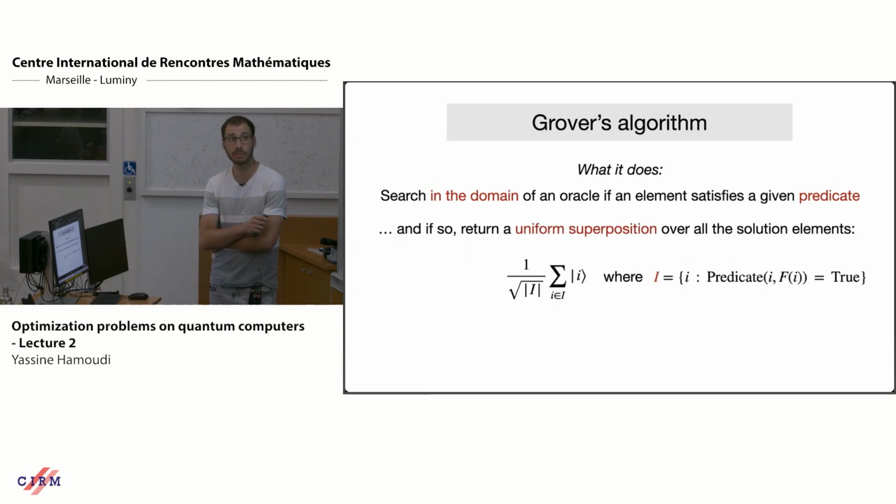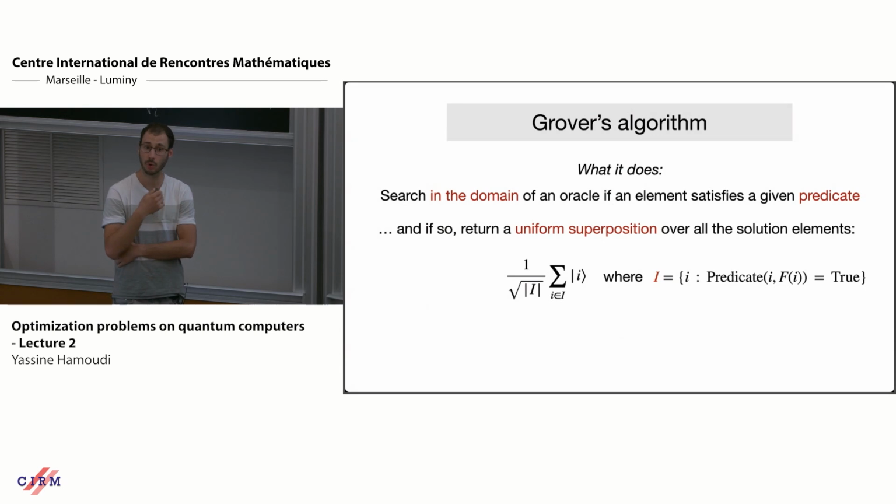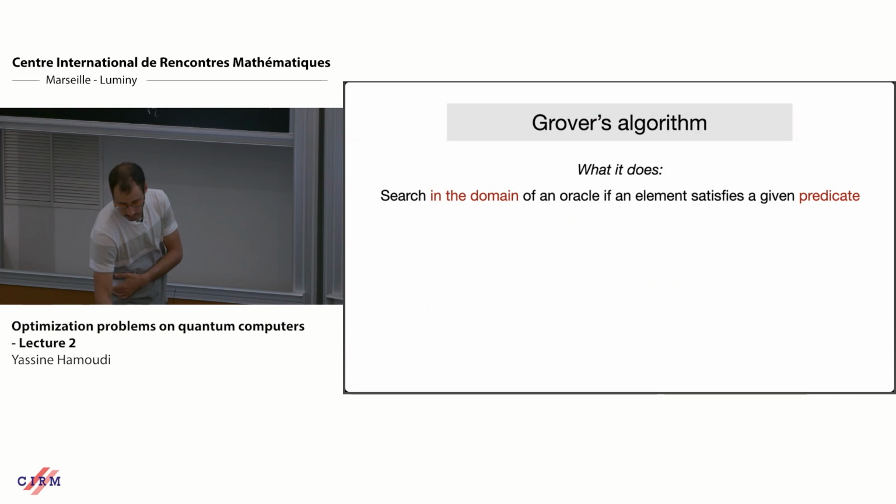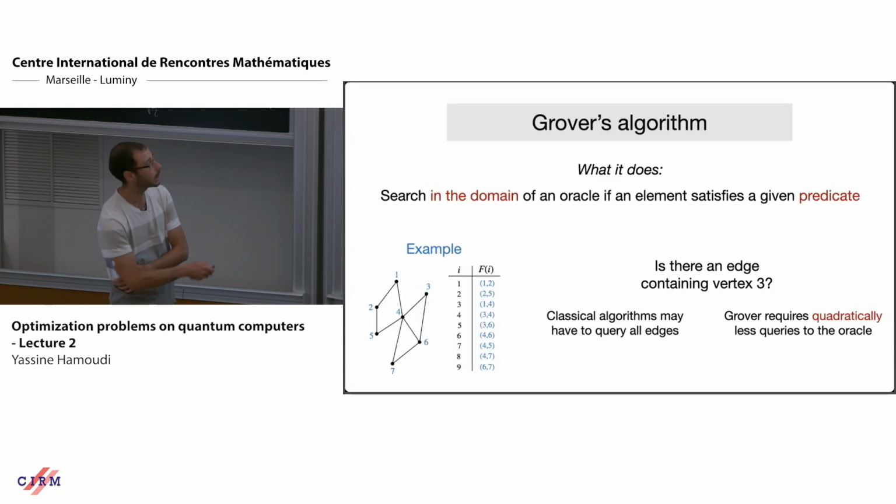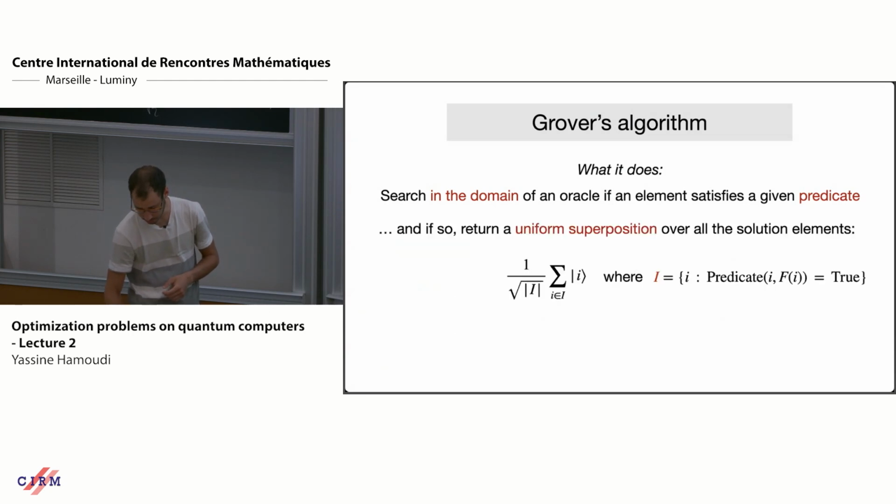So actually, Grover is doing something more than that. It not only tells you whether there is something that satisfies the predicate. Actually, if there exists an element satisfying the predicate, it will give you a uniform superposition over all the solutions to the given predicate. Okay, so in the previous case, there were two solutions, like two edges containing vertex 3. So the outcome of Grover is not only the answer yes, but it is actually a superposition over the two indices corresponding to the two edges incident to vertex 3. And this is going to be important in a minute.